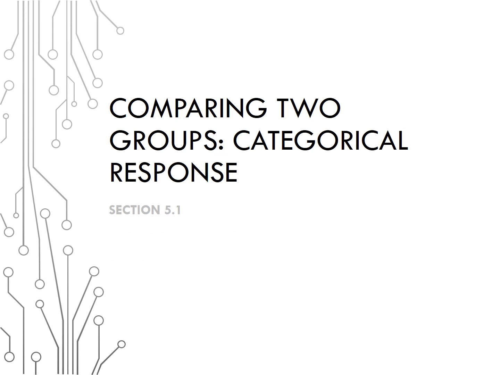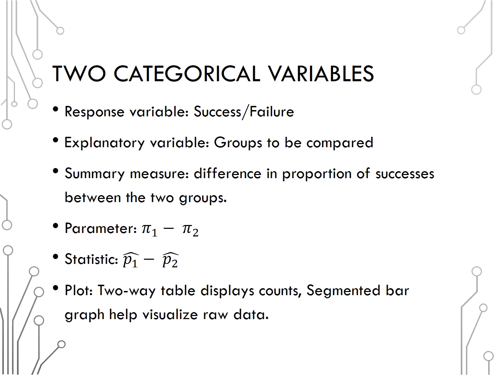In Chapter 5, we will discuss comparing two groups, where the response variable is categorical. When we have two categorical variables, we need to identify which is the response and which is the explanatory. The response variable will dictate what a success and what a failure is, while the explanatory variable will tell us what two groups we want to compare. The summary measure in this scenario will be the difference in proportion of successes between the two groups. We could also look at what's called relative risk, which I will discuss later in this PowerPoint.